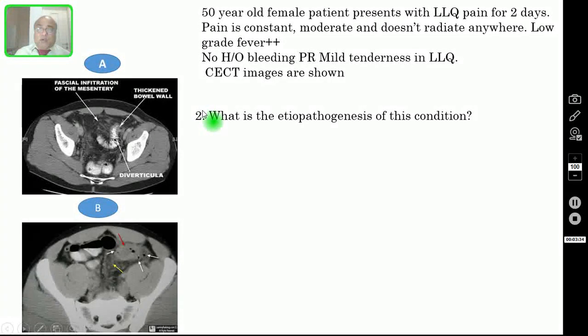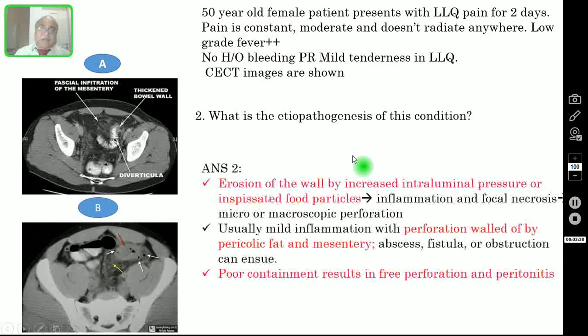Question number 2, what is the etiopathogenesis of this condition? The correct answer is the erosion of the wall either by increased intraluminal pressure or by inspissated food particles. Because of this erosion, the patient will develop a pseudo-diverticulum. Diverticulum is nothing but protrusion of only the mucosa and the submucosa.